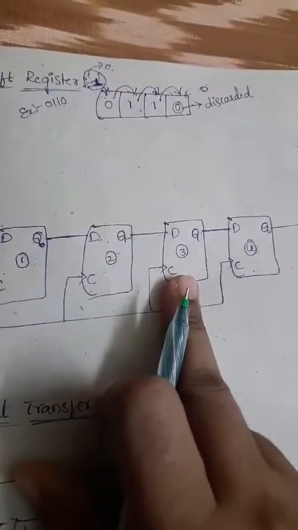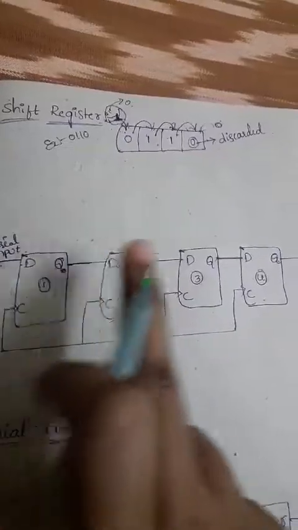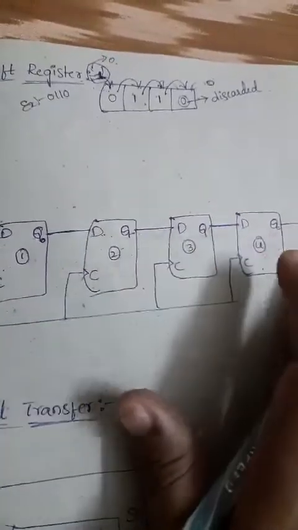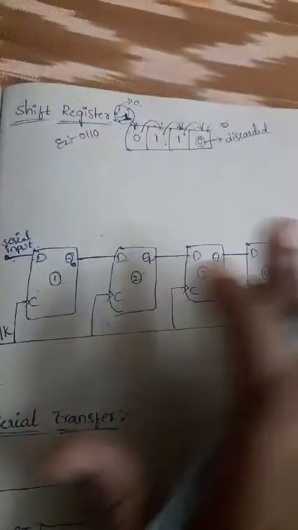Here we are connecting a chain of flip-flops in a cascaded connection. One output is connected to the input of the next one, and so on. Like this the circuit configuration is connected. Now we will see how the information is transmitted, how the information is shifted.